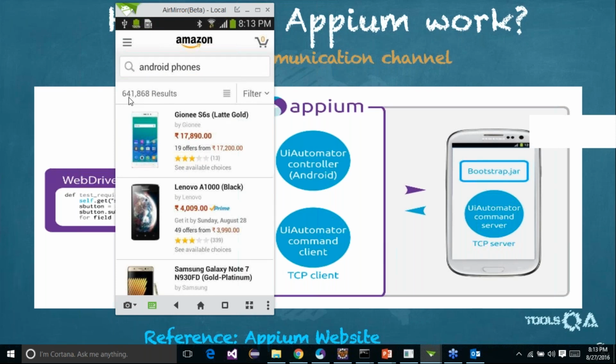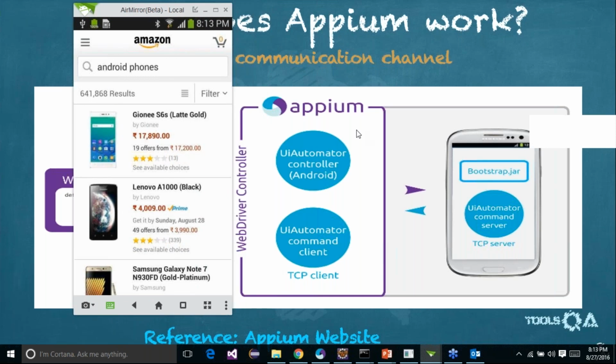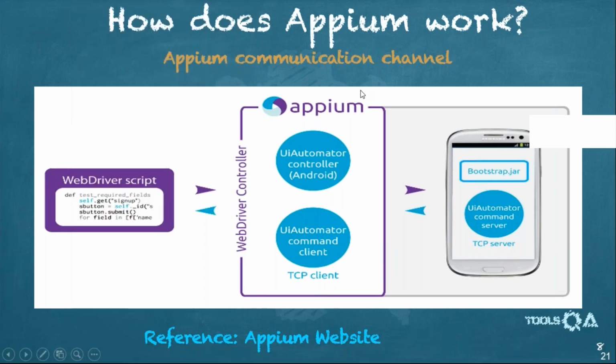Once it clicks on the first option, it will wait till the search page is displayed, and then it will try to find out the total number of available options for Android phones in Amazon. So it will just pick up this value and print it on screen. So these are the key steps that Appium will take in order to perform the testing. Now this will showcase how capable Appium is.